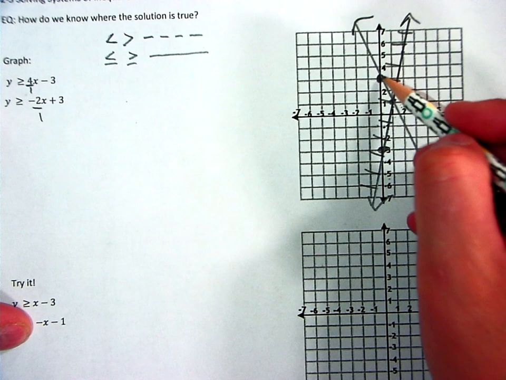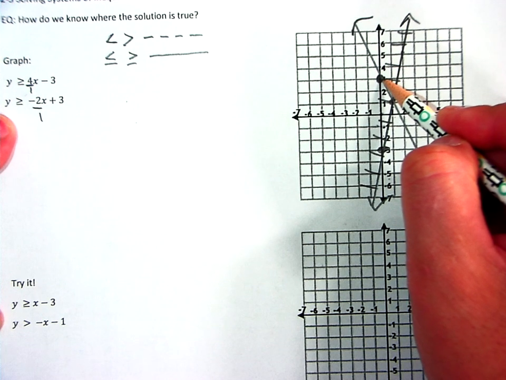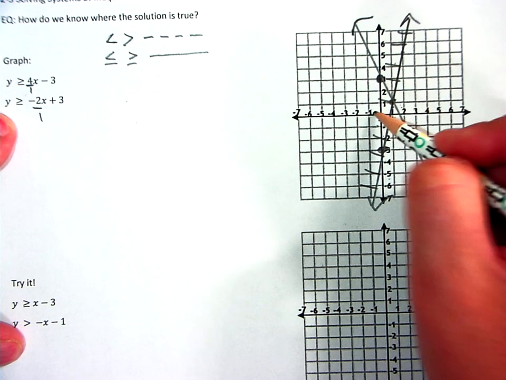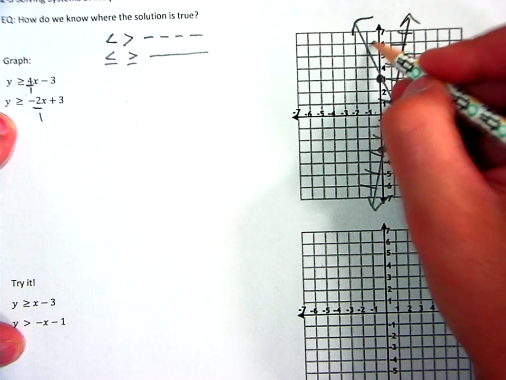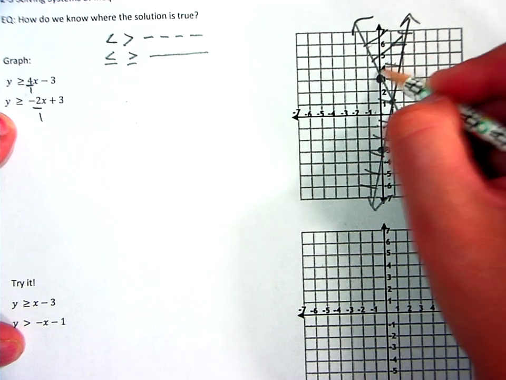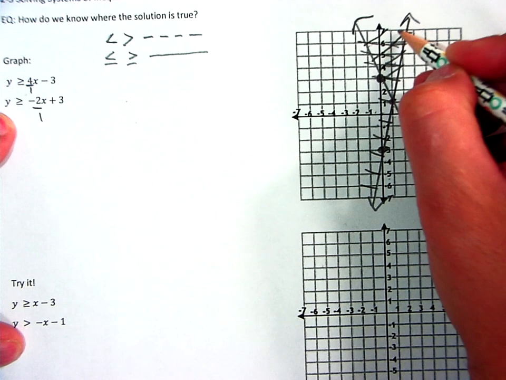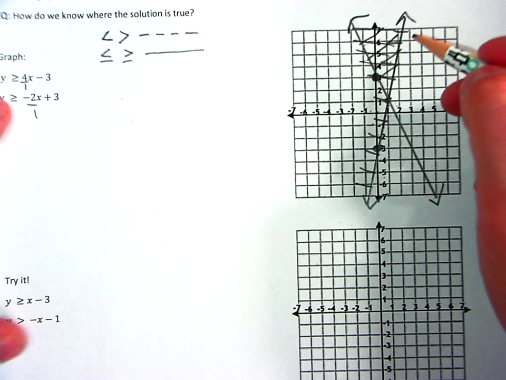All right, this is the line we just graphed. It's greater than, correct? So is that going to be above or below? Above. So now where do my lines intersect? This little segment right here. 1, 1. Yes, that's where they cross.